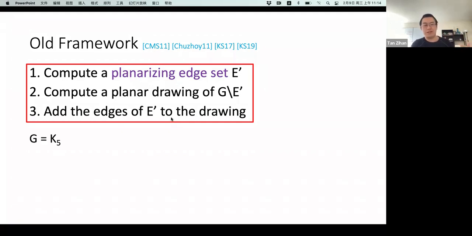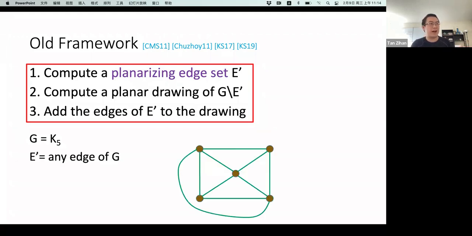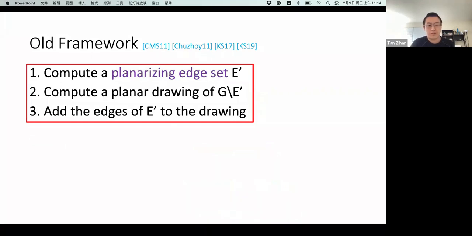framework. If the graph is K5, we know that it's not a planar graph, but deleting any edge leaves a planar graph. So if we draw K5 minus 1 edge in a planar way like this, and we add the edge back, we get a drawing of K5 with 1 crossing. This is just an implementation of this framework. So how do previous algorithms use this framework? Let's look at each of the steps in more detail.